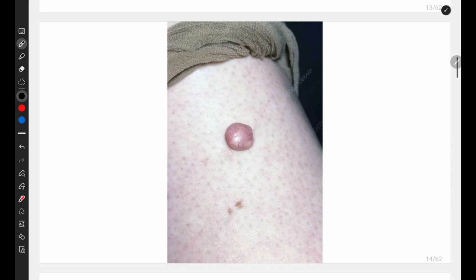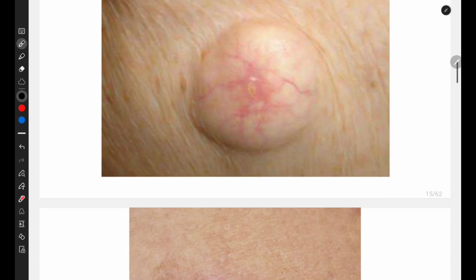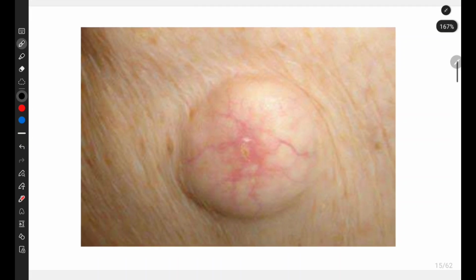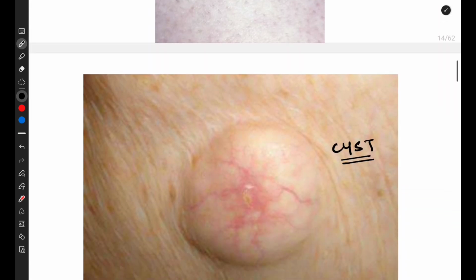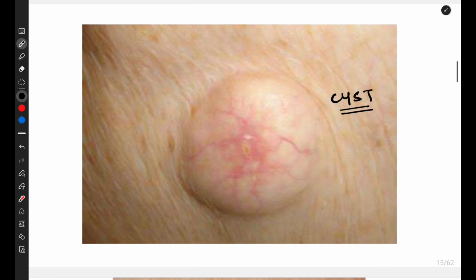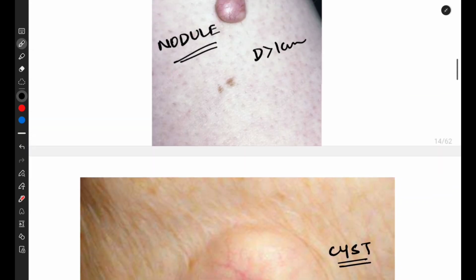So if the papule is bigger, a papule with diameter more than 1 centimeter that also contains deeper structures, it is called a nodule. Then if the nodule contains a cavity with something filling it, it will be called a cyst. The difference between nodule and cyst can't be made out with the plain eye. There should be investigation. For example, with ultrasound we can detect the fluid inside the cyst, so that it becomes a cyst. Otherwise, if it is a solid lesion, it will be called a nodule.